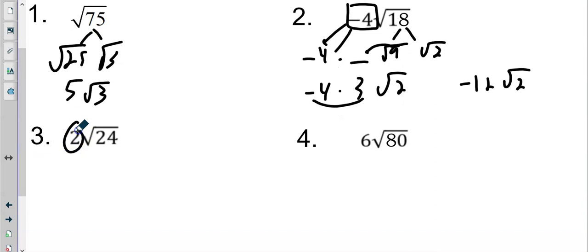All right? Again, I suggest you do this and put a times there, something like that. Now this is going to break up. What number goes into 24? Well, it's going to be 4 and 6. Always write the perfect square first.